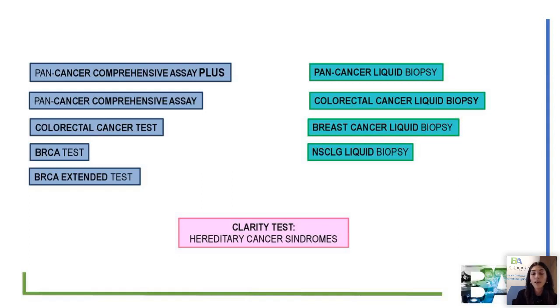The first group were the ones intended to assay tumors through tissue biopsies, and we can provide two different types of pan-cancer assay: the one that includes the immunotherapy markers, and the one that is a little bit smaller, in case we don't need information regarding those two markers. We also have tests specifically covering concrete types of cancer. Also, we have the clarity test that, as I mentioned, is the one for assaying hereditary cancer syndromes risk. And then the group of liquid biopsies that I just mentioned in these last few minutes.